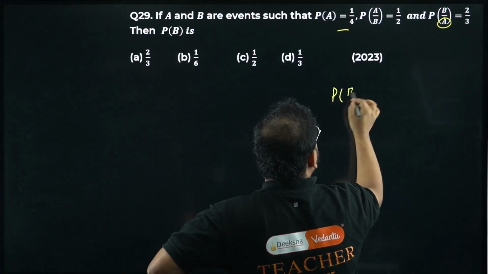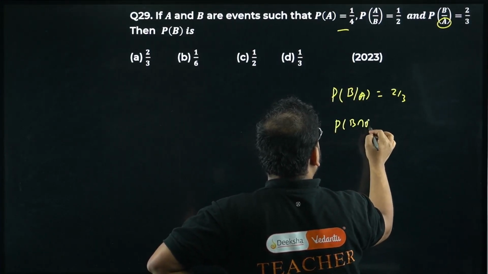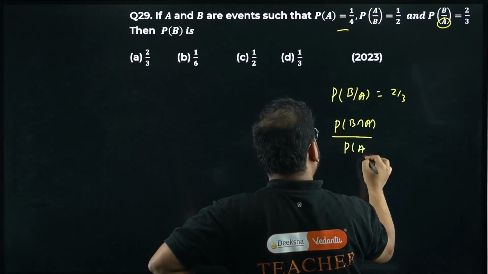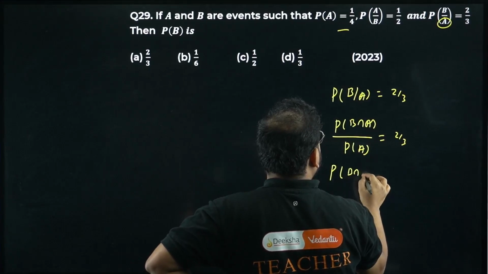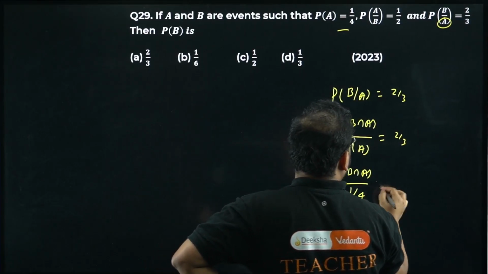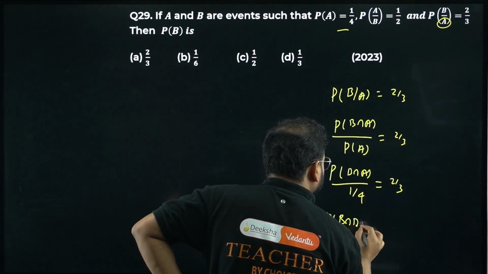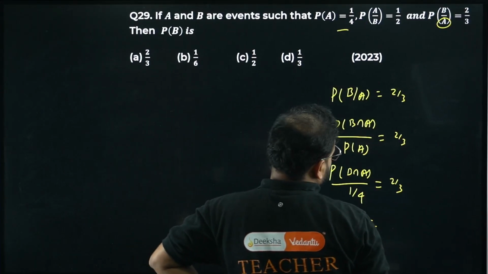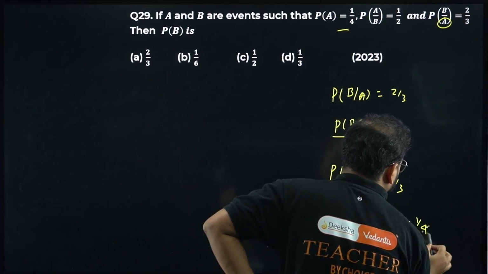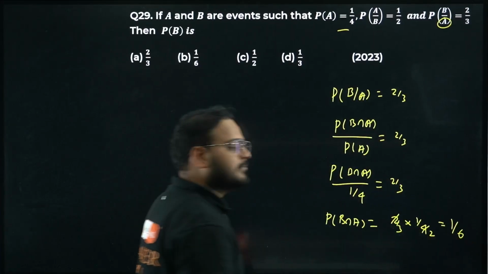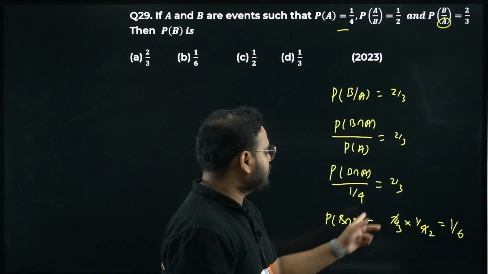So I'll have P(B|A) equals 2 by 3, right? Write this: P(B intersection A) upon P(A) equal to 2 by 3. I have the P(A) value 1 by 4, so write it over here. P(B intersection A) upon 1 by 4 equals 2 by 3. Multiply this on the other side. You'll have P(B intersection A) equals 2 by 3 into 1 by 4. How much is that? 1 by 6, right? I'll cancel this 2 and 4. It's in division over here, it'll become multiplication. So it will become 1 by 6.